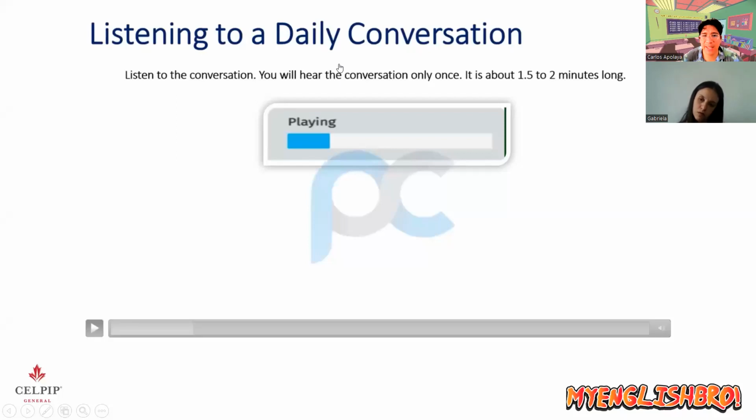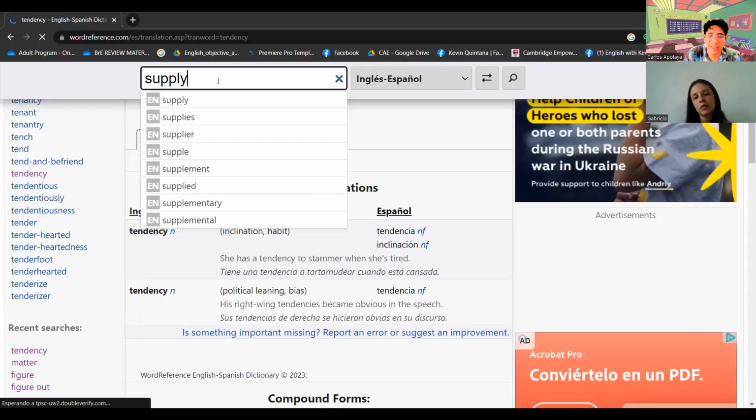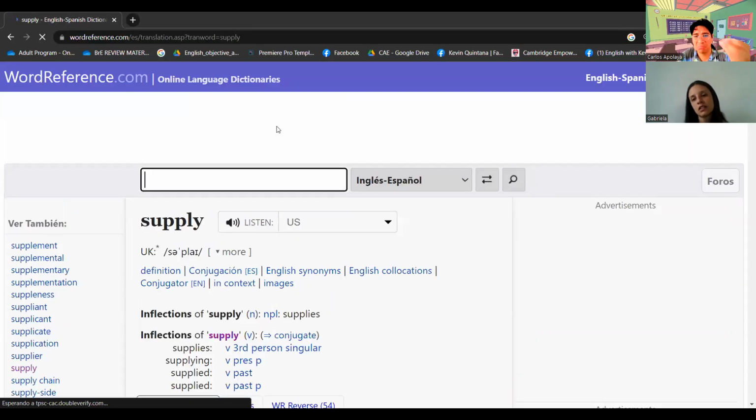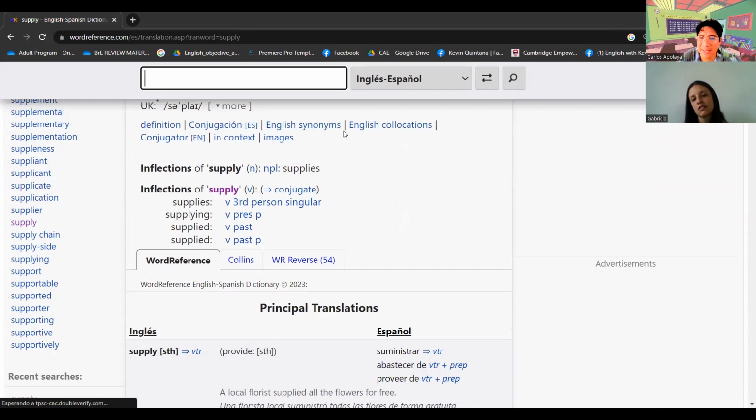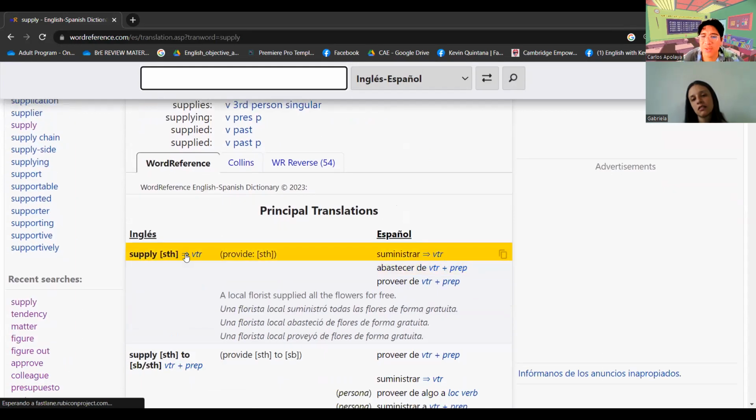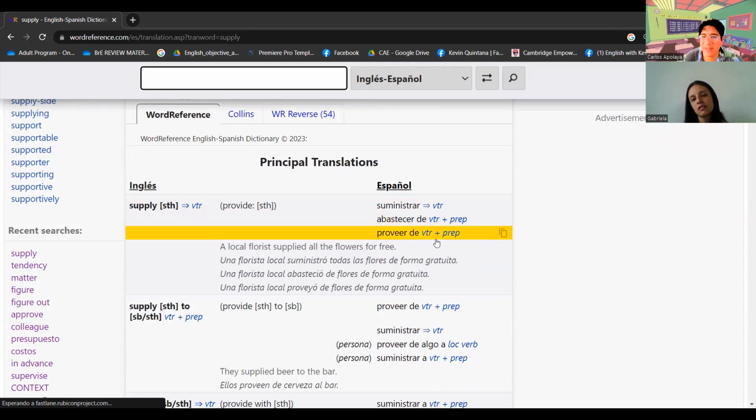Supply. ¿Qué significa supply? Suplir. ¿Y qué significa suplir? ¿Alguna idea? Suministrar, abastecer. Supply significa suministrar, abastecer o proveer de.